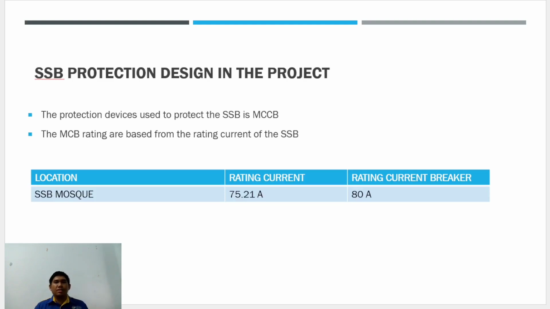The SSB protection design in the project is the use of MCCB. The MCCB rating is based on the rated current of the SSB. This one is SSB MOS. The rated current is 75.21 amperes and the rated current of the breaker is 80 amperes.